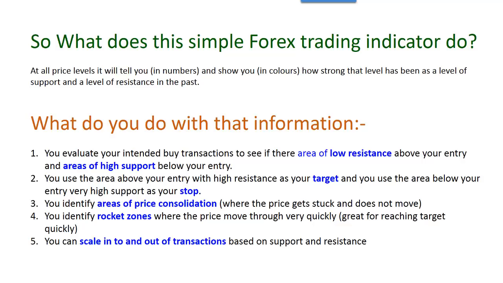Now, what can you do with that information? Firstly, as we've just discussed, you can see areas of low resistance and areas of high support, or the other way around. When in a buy transaction, you can use areas of high resistance as your target and areas of very high support as your stop. So it immediately helps you with your stop and target planning.